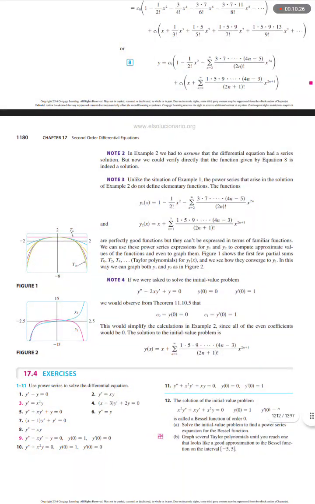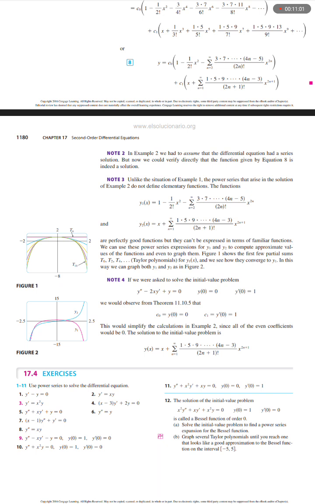Note 2. In example 2, we had to assume that the differential equation had a series solution, but now we could verify directly that the function given by equation 8 is indeed a solution. Note 3. Unlike the situation of example 1, the power series that arise in the solution of example 2 do not define elementary functions.